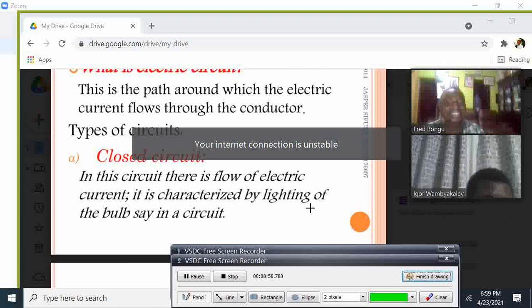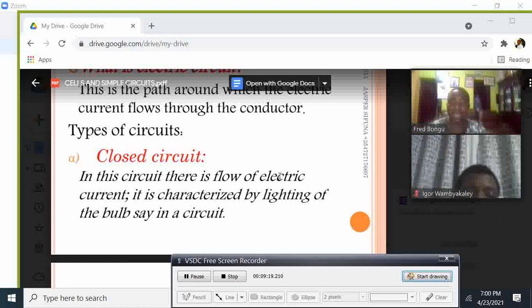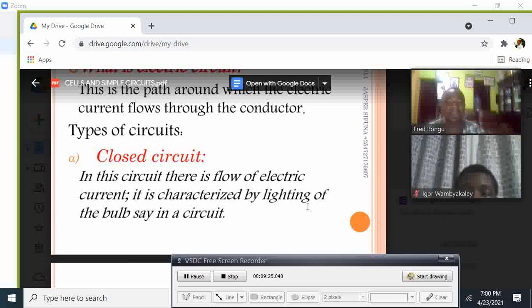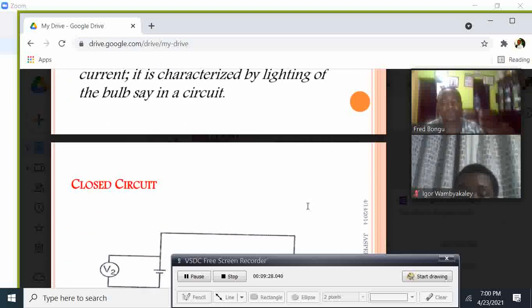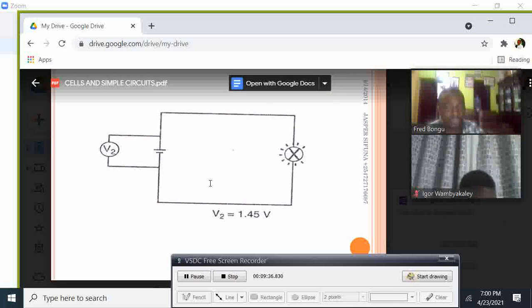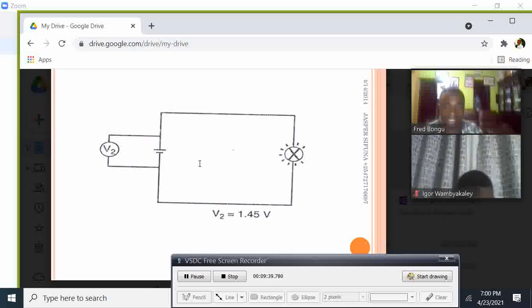the lamp is lighting. But if it was a tap of water, if you close a tap of water, it means that there's no flow of water. But for current, when you close a circuit, there is flow of current. So this is different from what we refer to literally. That's an example of a closed circuit. The bulb is lighting. We have the bulb that is on. The switch is closed. We call it a closed circuit.